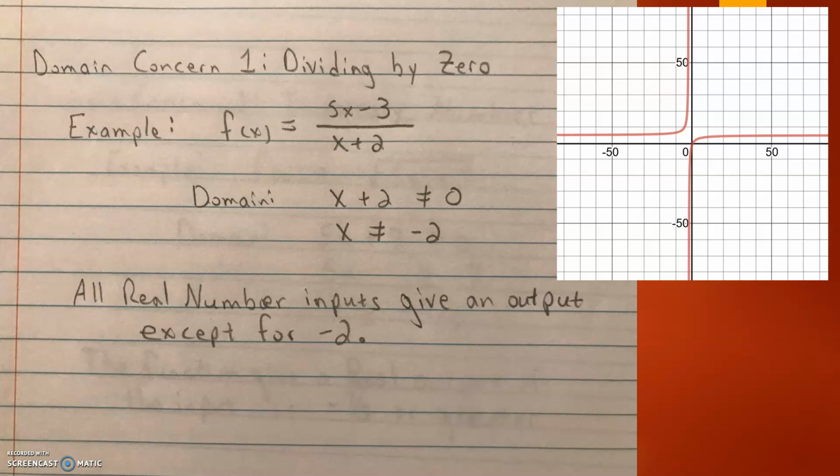So here's an example. F of x equals the fraction where the numerator is 5x minus 3 and the denominator is x plus 2. So we have a variable in the denominator. We only have to look at that denominator. So we set the domain equation up to be x plus 2 does not equal 0. Isolate x, so x does not equal -2. So this means this function would take all real numbers and give us a value back except for negative 2. If we plug in -2, we get 0 on the bottom, which means it would be undefined.